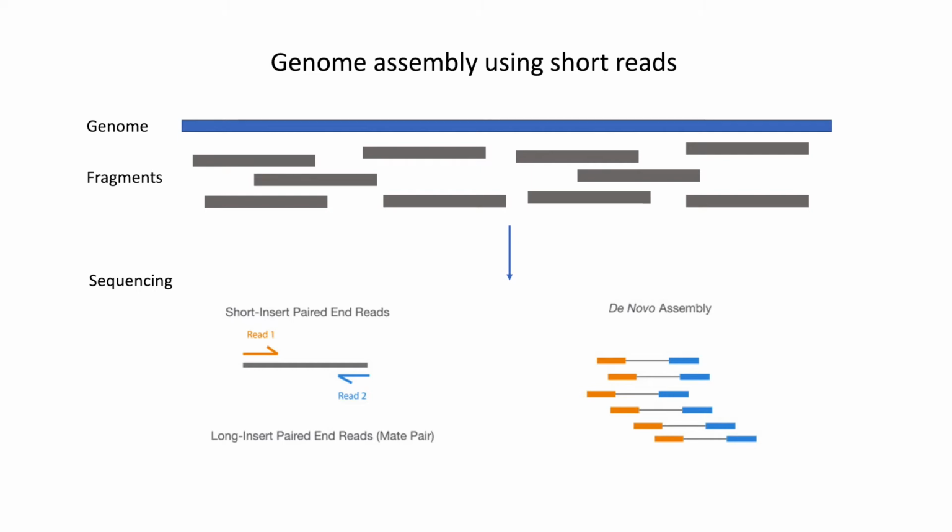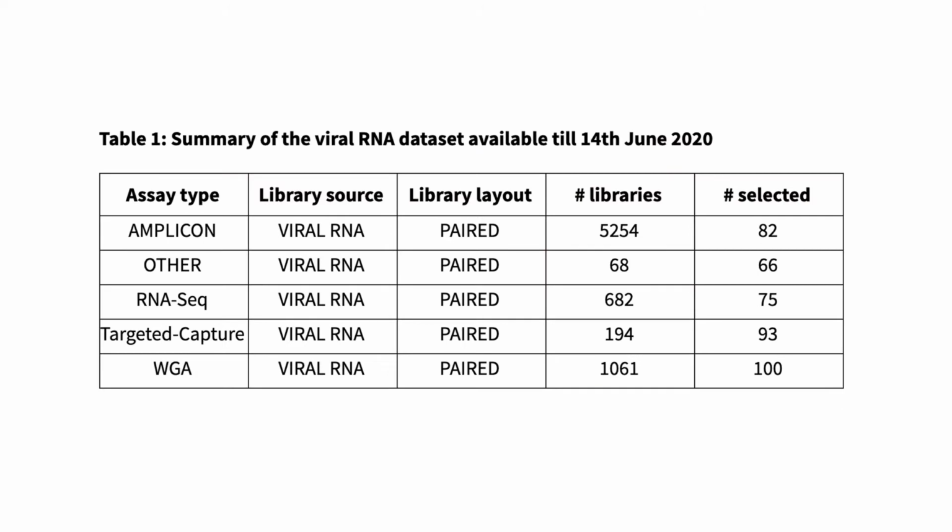To study this variability, we downloaded the data from NCBI. The sequencing data submitted to NCBI has different assay types: amplicon sequencing, RNA sequencing, targeted capture sequencing, whole genome amplification, and there is a category also for other. We can see that till June 2020, more than 6,000 samples had been submitted to NCBI. From each of the assay types, we randomly selected 100 samples, and some of the samples failed in our quality control step. These are the final numbers of samples we used in all our subsequent analysis.